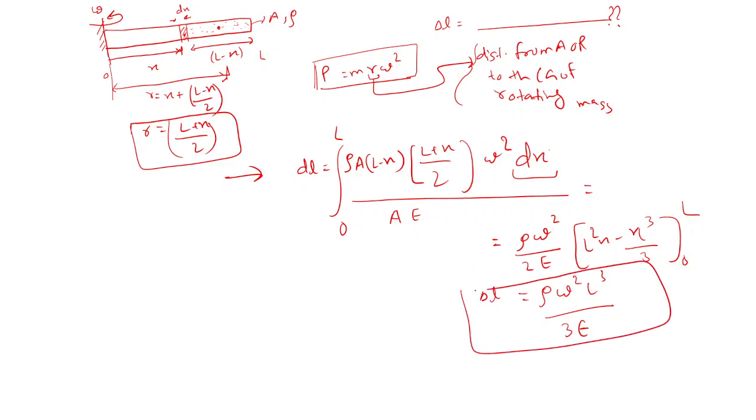And at any distance x, if you want to find it, sigma x would be rho. Sir, 3E or 3A, sir? No, A will diminish here, right? Getting or not? Yes, sir, it will cancel out. Area is the same, not changing.